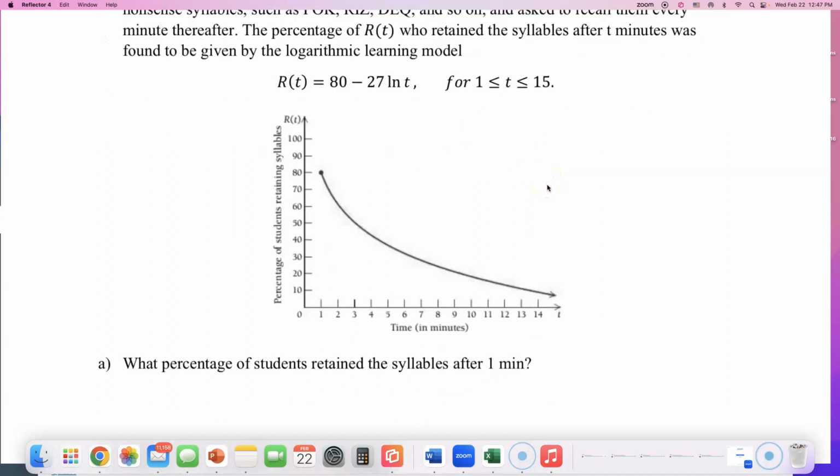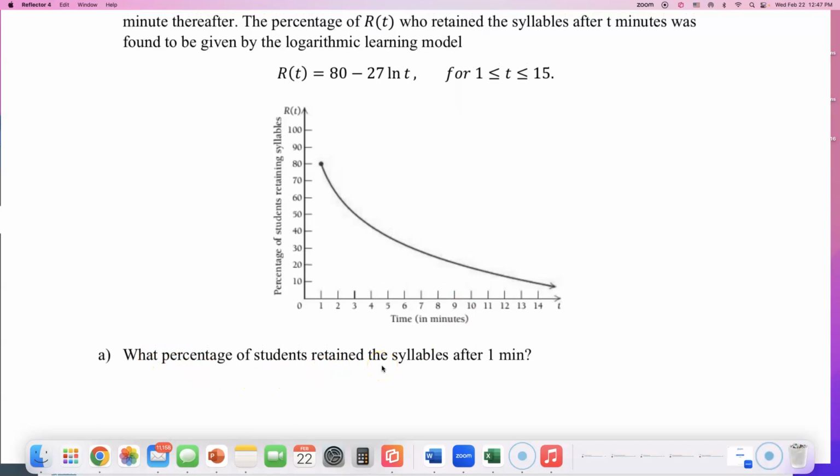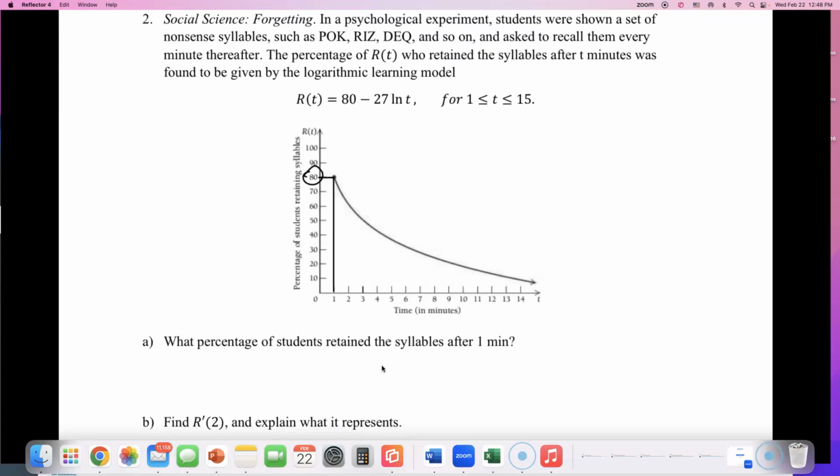So what are we looking for in part A? What percentage of students retain the syllable after 1 minute? I think it's just 80%, right? Because reading the graph, 1 minute is up at 80%. So my answer is 80%, but let's use the function to figure that out.